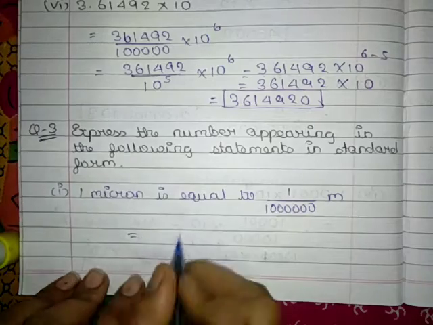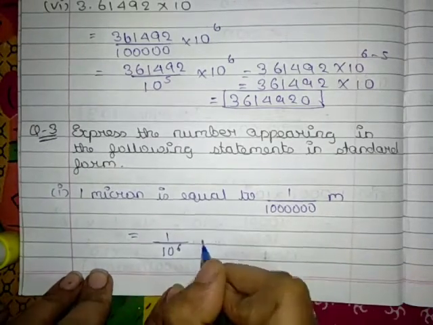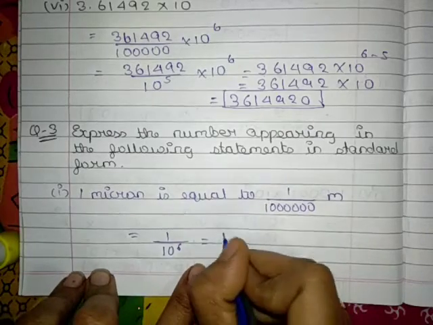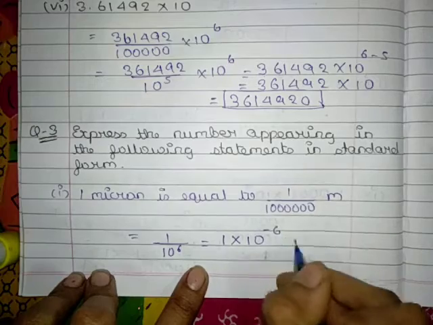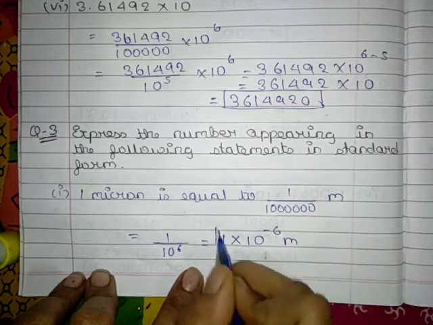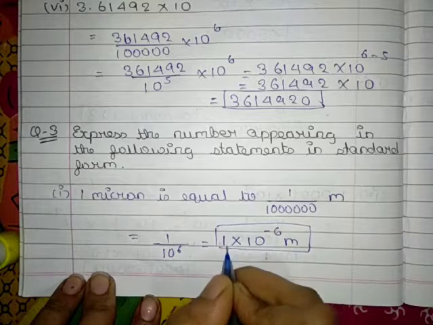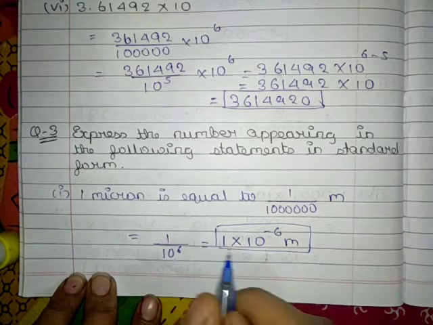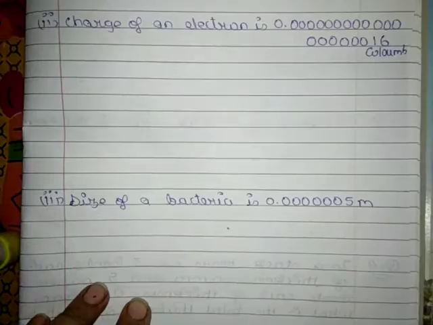That is, 1 by 10 raised to 6 will come. So if we are bringing it up, that would be 1 multiplied by 10 raised to minus 6 meters. So this will be our answer in a standard form. Here 1 we have to multiply, because as per our rule, the number should be between 1 and 10.